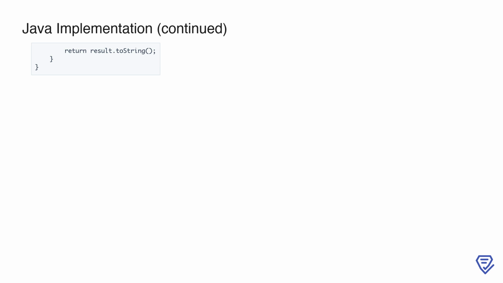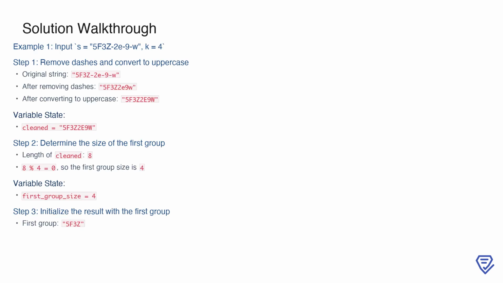In this example, we start with the input string 5F3Z-2e-9-w and the group size k equal to 4. The first step is to remove all the dashes from the input string, which gives us 5f3z2e9w. Next, we convert everything to uppercase to ensure consistency, resulting in 5F3Z2E9W. At this point, the cleaned variable holds the value 5F3Z2E9W. Then, we determine the size of the first group by calculating the remainder of the length of cleaned, which is 8, divided by k. Since 8 % 4 equals 0, the first group size is exactly 4.